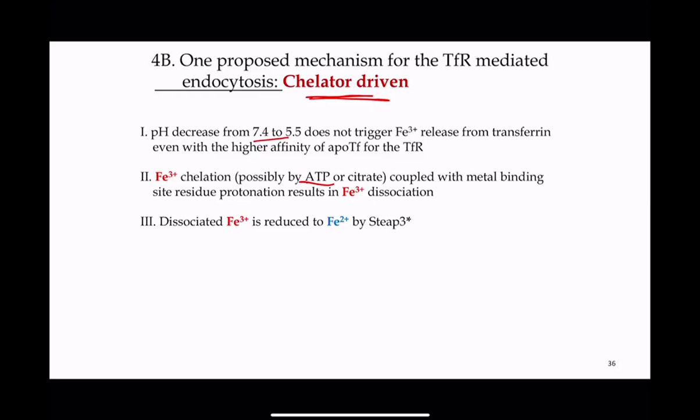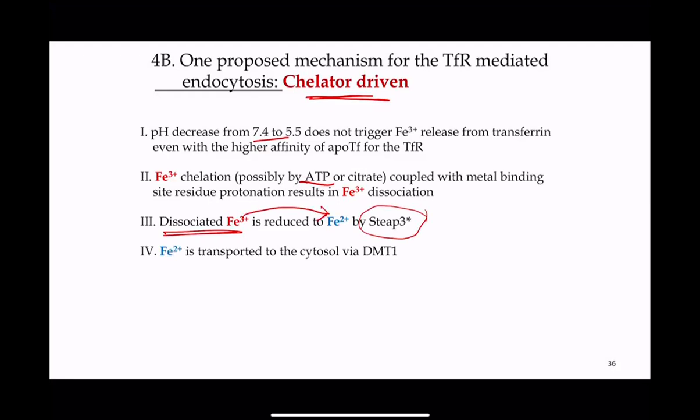And then once that iron is actually released, so dissociated, there's a protein or an enzyme in this case that can reduce the iron from iron 3 to iron 2. And the protein that has been identified is this protein called STEAP3. It's a ferric reductase because it reduces the iron from iron 3 to iron 2.